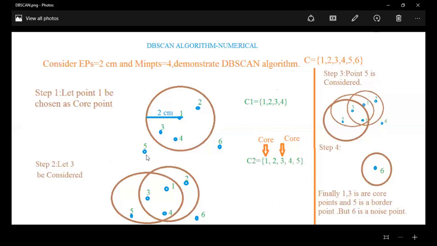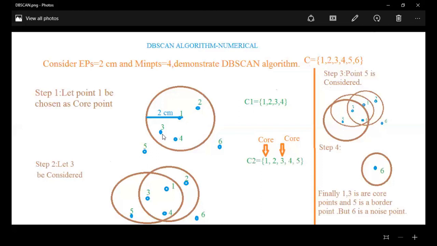So when I draw this radius of 2 centimeters, now I'll check whether it is a core point or not. The condition for a core point is that it should be a point in the interior of the circle and it should satisfy the criteria of minimum points. When you see here, counting 1 itself in the count, it is 1, 2, 3 and 4. So there are totally 4 points, which satisfies the criteria of the core point. Hence I am forming a cluster called C1, which is 1, 2, 3 and 4, and 1 is now a core point.